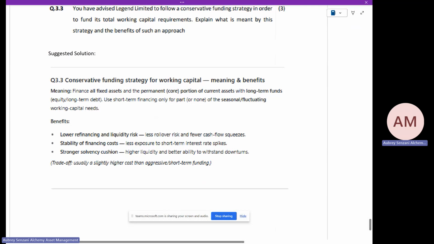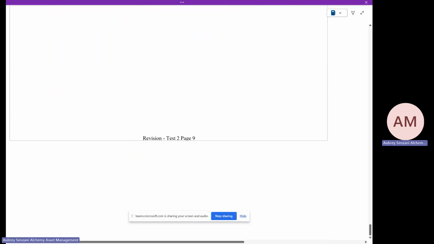Right. So then here, 3.3, last question. You have advised Legend Limited to follow a conservative funding strategy in order to fund its total working capital requirements. Explain what is meant by this strategy and the benefits of such an approach. What is a conservative funding strategy? Somebody tell me.